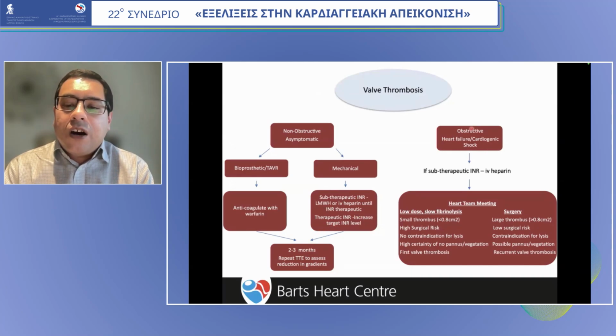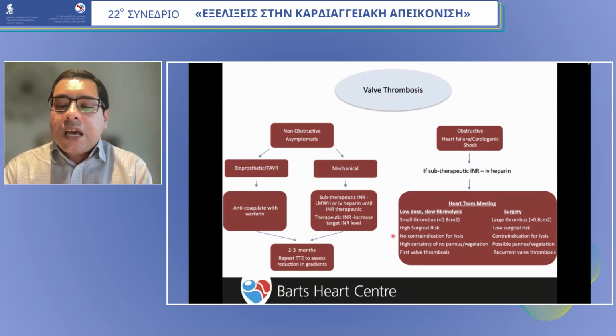For obstructive valve thrombosis or heart failure and cardiogenic shock, we have a heart team meeting to decide between surgery or low-dose slow thrombolysis. And slow thrombolysis is better for those with small thrombus, so less than 0.8 centimeters squared. We saw the data for that before. If they're high surgical risk, and generally for first-time thrombosis.